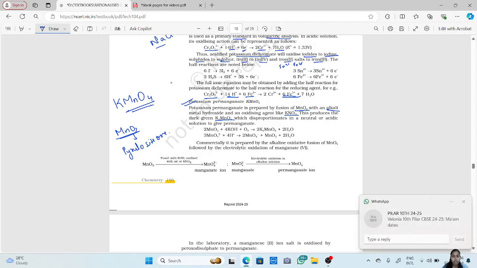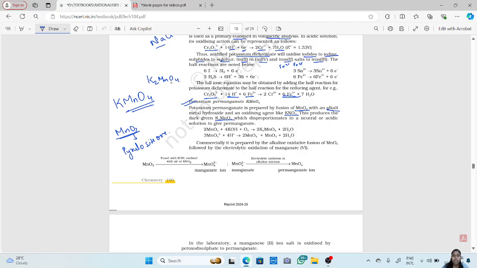So by doing this, we get a dark green colored solution of K2MnO4. Now, K2MnO4 disproportionates in a neutral or acidic solution to give permanganate. Now we don't want K2, we want only K. So by disproportionating it using a neutral or acidic solution, we get KMnO4. Now let's see the process in detail.